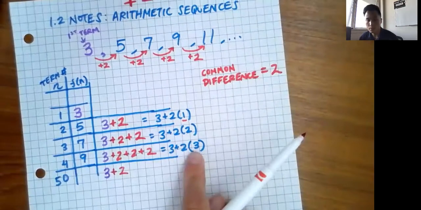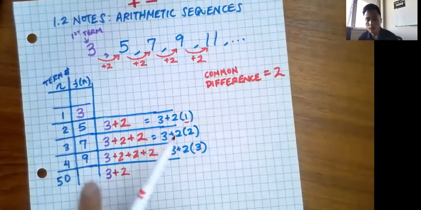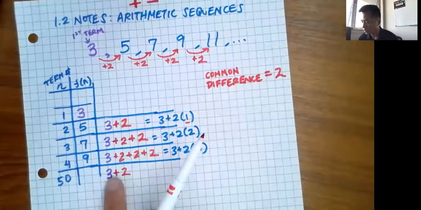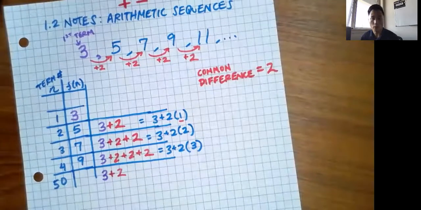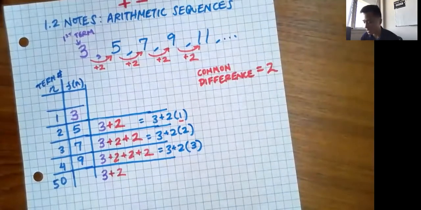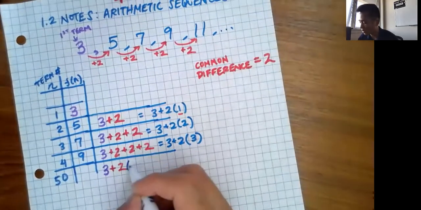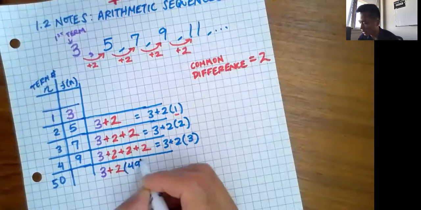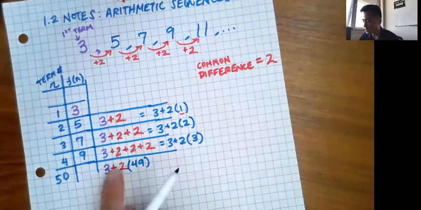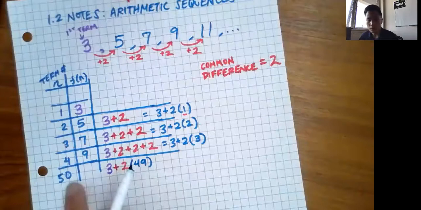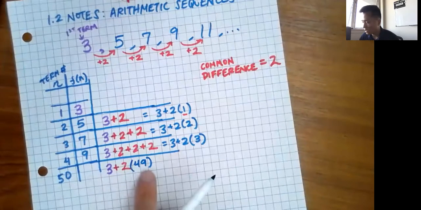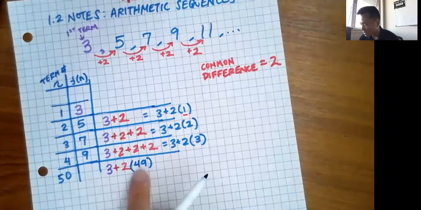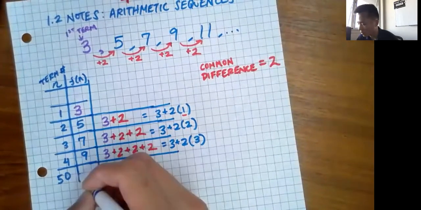Right? What I mean by that is, to get to the fourth term, we added 2, 1 less than 4 times, 3 times. So if we want to figure out how to get to the 50th term, we would add 2, 1 less than 50 times. What's 1 less than 50? 49. So we would add 2 49 times, or 2 times 49. And that's how you would figure out what the 50th term in the sequence would be. In this case, 2 times 49 is 98. 98 plus 3 is 101.